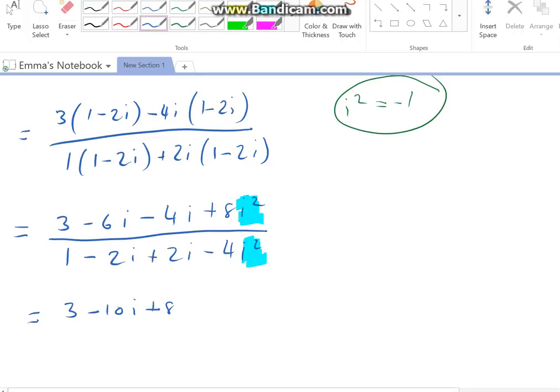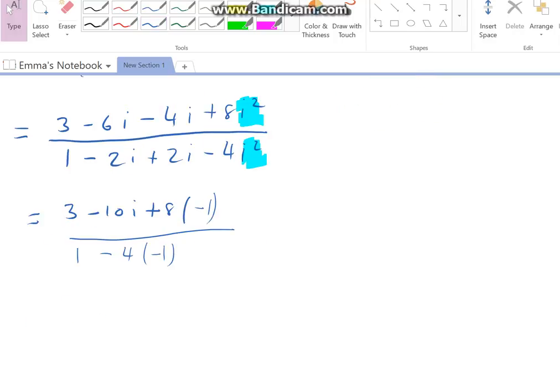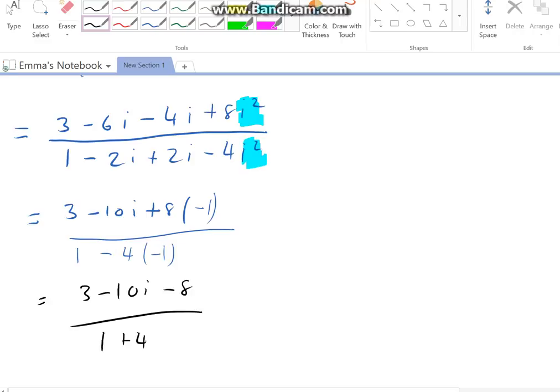So plus 8 and minus 1. Okay, so I've just filled that in there. So instead of the i squared, we've subbed in minus 1. And as I said, on the bottom line, minus 2i plus 2i will just cancel each other. So from there we'll go, 3 minus 10i and plus 8 multiplied by minus 1 will give us minus 8, all over 1. Minus 4 by minus 1 will give us plus 4.